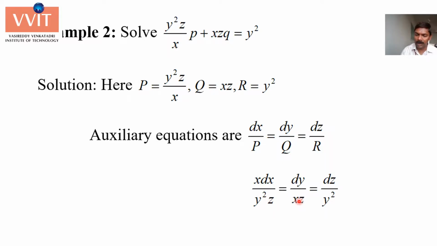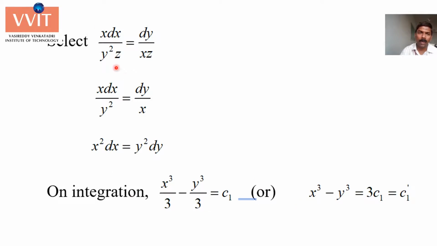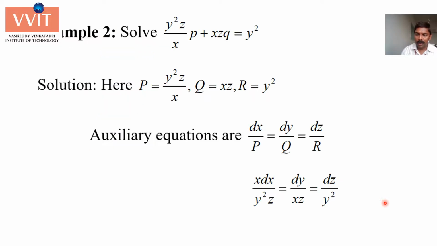So let me select 1 and 2. The selection is with 1 and 2, then I have cancelled z on both sides. Then here the variables are separable, separating variables. After separation of variables, this is the equation we have. Now we integrate, and the final form is this. So this is the first part of the solution. Now let us see the second selection here. Can I go with 2 and 3?